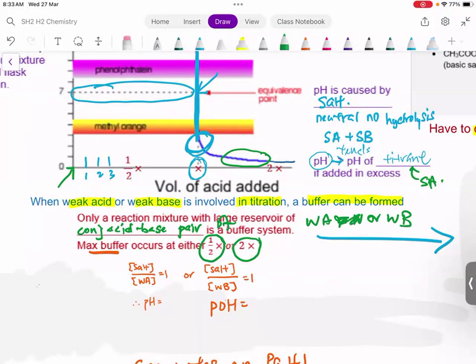Later on when you do your discussion, you can better appreciate that. As mentioned, if your ratio of salt to weak acid is 1, then the pH will equal pKa. If you are talking about an alkaline buffer, then pOH will equal pKb. This is what we talked about earlier when we went through the checkpoint. So that is maximum buffer.